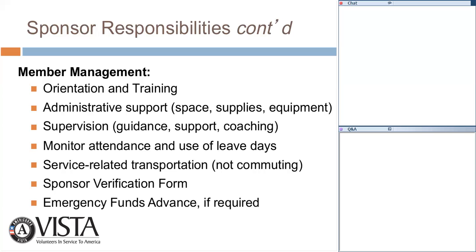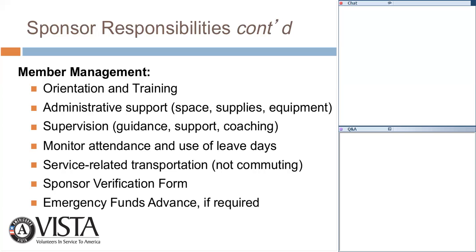So I won't go into details there, but some of the best relationships that we have seen with VISTA members are those in which the supervisor is both acting as a supervisor and a coach. Again, I don't want to go into too much detail about that because you will receive a lot more in-depth training about that topic later on.